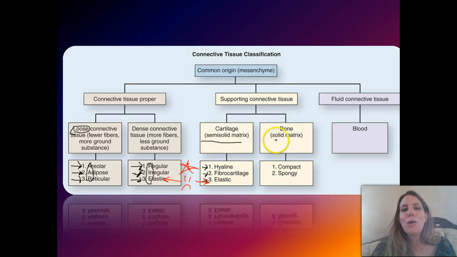And then we got bone, and we already said that has a supportive role. So there's actually two types of bone. A lot of people don't know this. We have compact bone, which is the really hard, calcium-rich bone that you think of.